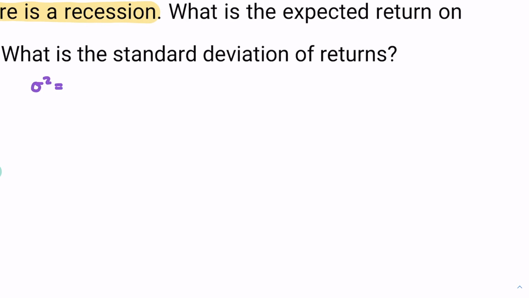I think we could all agree that 0.2 is the probability of our first scenario. We could even write it as 20%, it's the same thing. So 20% times our return for that scenario minus our expected return, squared. So we're going to do 0.875 minus 0.1042, and square that. So that's one set.